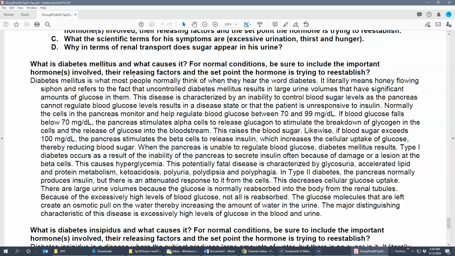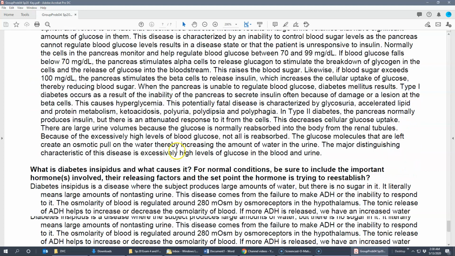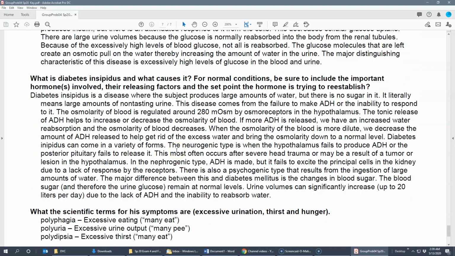You also have gestational diabetes, but we're not going to worry about that in this case because Bill's not going to have gestational diabetes because he's a guy. The other disease he's worried about is diabetes insipidus.